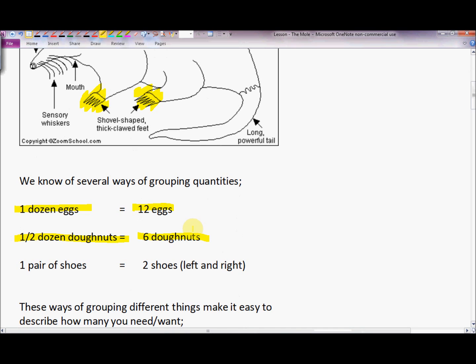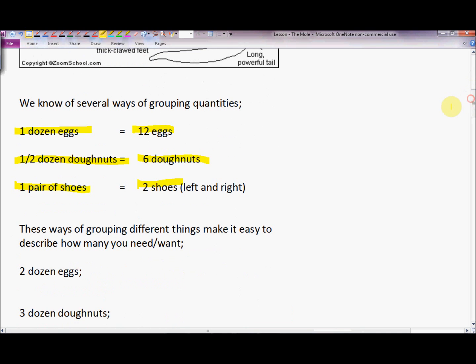When you leave for school in the morning, you may be putting on a pair of shoes. I'm sure you would be. And that basically means you have 2 shoes. We've got all kinds of ways of grouping things, and it generally makes our life a little bit easier to have these groupings.